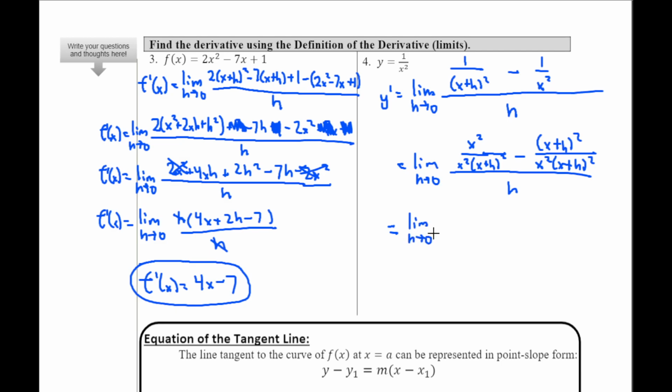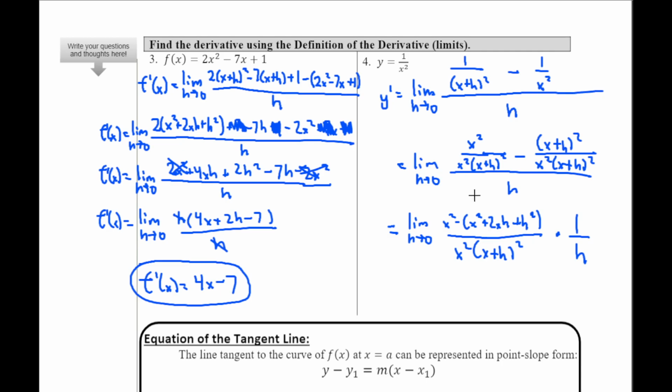So limit as h approaches 0 of, and one thing I'm going to do here, since we're dividing by h, we can think about this as multiplying by 1 over h at the end. So I'm not going to write the over h right now. I'm just going to write the x squared minus, I'm going to distribute this out too, x squared plus 2xh plus h squared over x squared times x plus h squared. And again, instead of the divided by h, let's multiply by 1 over h. That's the same thing.